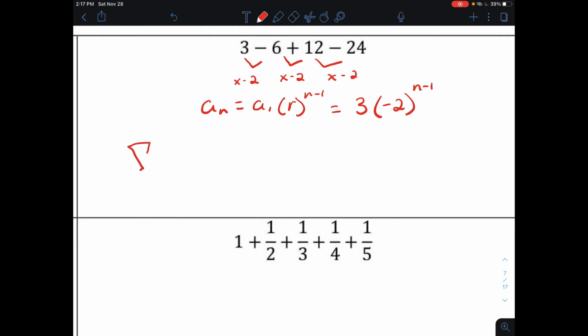So our summation here, we'd have the summation of a certain number of terms, starting with the first one, of this explicit formula, 3 times negative 2 to the n minus 1 power. And I got to figure out my top number. Well, how many terms did I have? 1, 2, 3, 4 terms involved. So the top number here would be 4 in our sigma form for the summation.